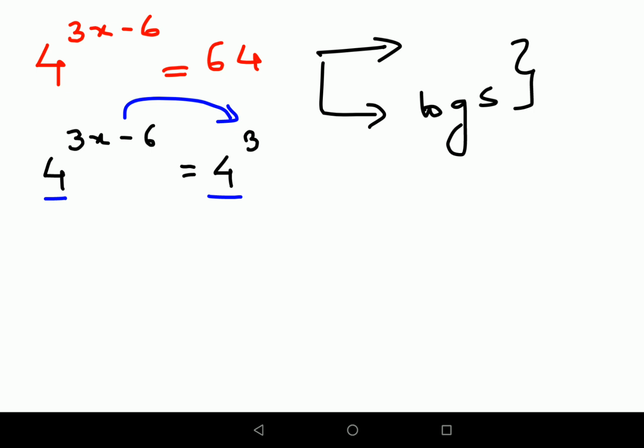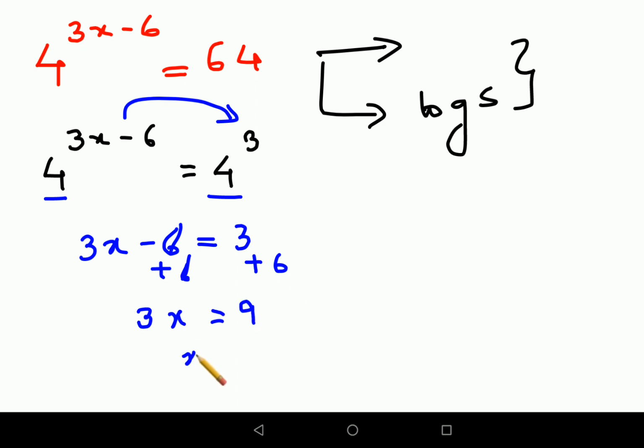So here I can say 3x minus 6 equals 3. Now in order to find the value of x, we are going to take all the numbers on one side. Since there is a negative 6, I will add 6 on both sides, so this and this becomes 0. I'm left with 3x equals 3 plus 6, which gets you 9, and x becomes, dividing both sides by 3, just 3.